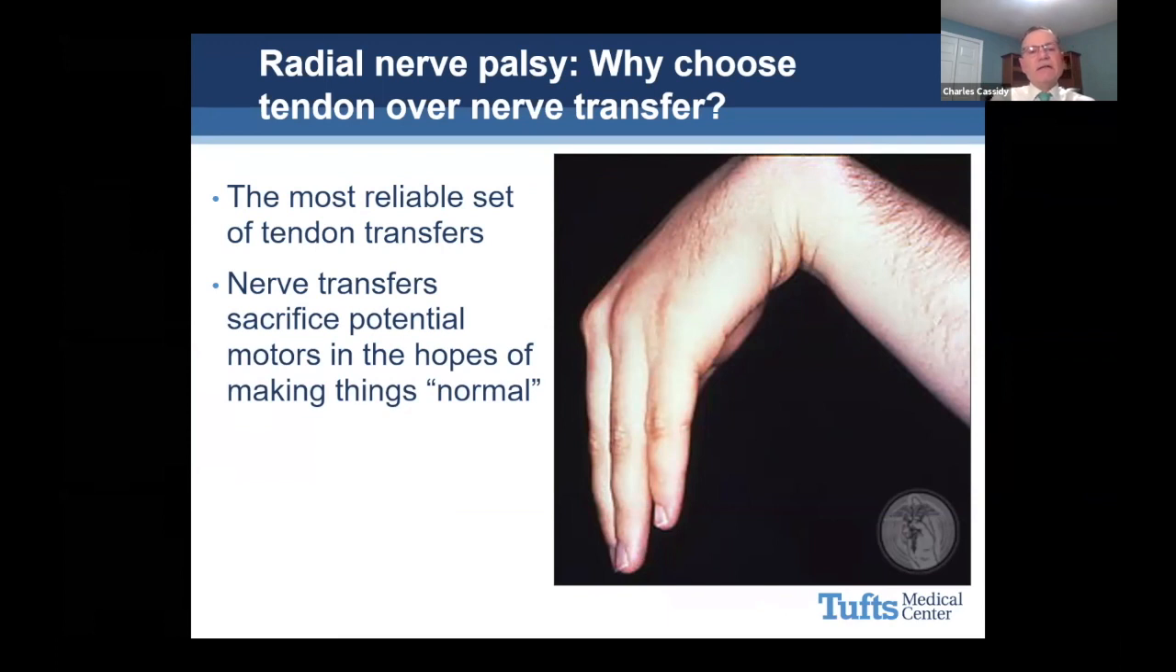And the second is that the nerve transfers sacrifice potential motors, like, for example, the FCR, FDS, in the hopes of making things normal. So in other words, under the best of circumstances, a nerve transfer could provide a better outcome than tendon transfers, but it is the riskiest.